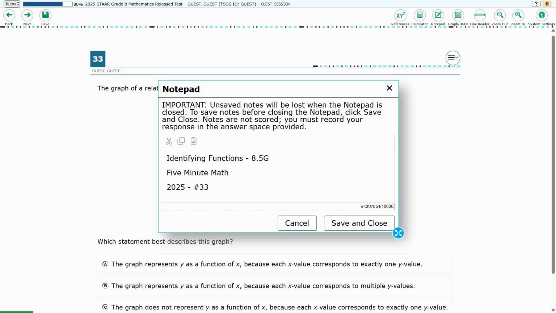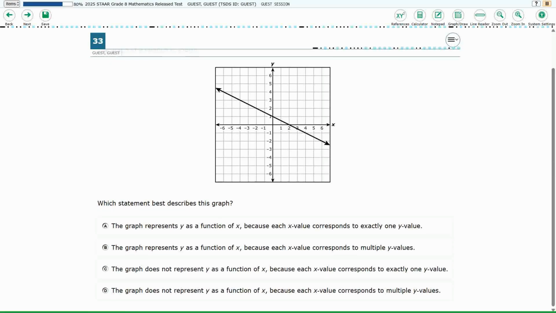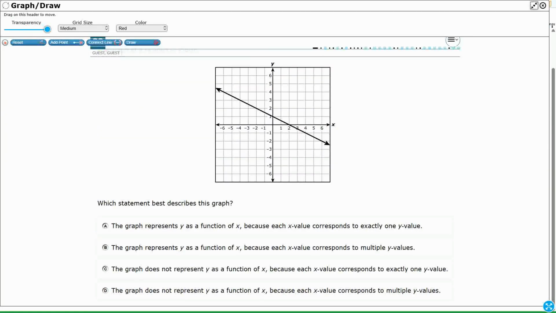Today we are looking at the 8th grade concept of identifying functions. This is standard 8.5G in the great state of Texas, and we are using item number 33 of the 2025 released STAAR test. If you haven't done so already, please go ahead and take a moment to pause the video, work this problem out on your own, unpause it, and we will look at our answers together.